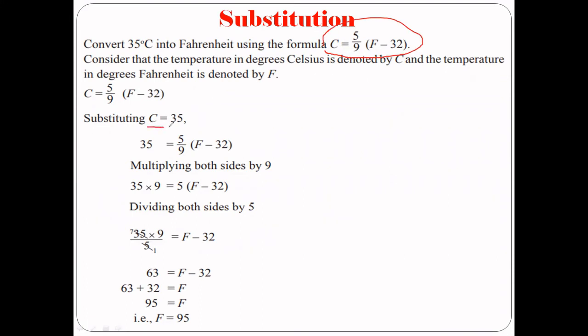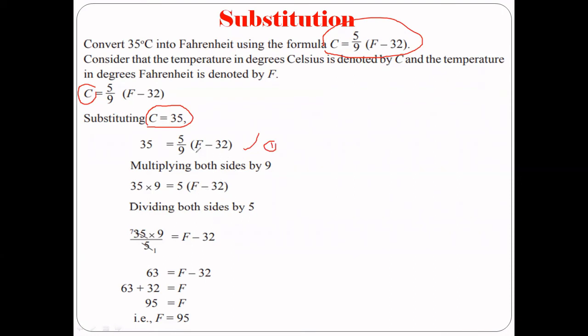But you have to substitute these values. C equals 35. Let's substitute. Copy the formula again. C equals 5 over 9 brackets F minus 32. Now C is 35, so put 35 in this place. 35 equals 5 over 9 brackets F minus 32. Now we have substituted. If you do this step in the exam, you will get 1 mark for the substitution.